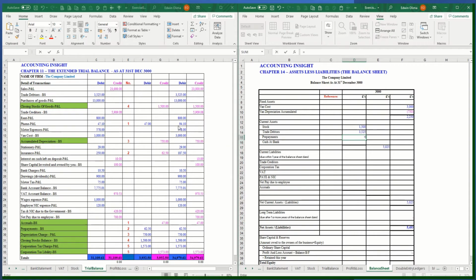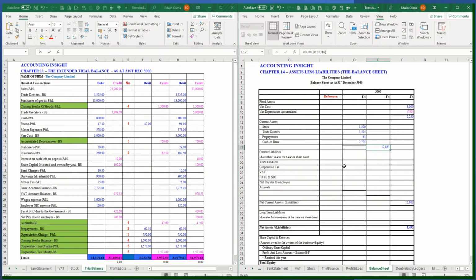So prepayments, where was it? Prepayments, there it is, £62.50. This balance sheet is rounded, so you won't see pence. Most balance sheets are rounded to the nearest pound, or in some cases thousands of pounds. Cash at bank is here. So our total current assets are 12,000.